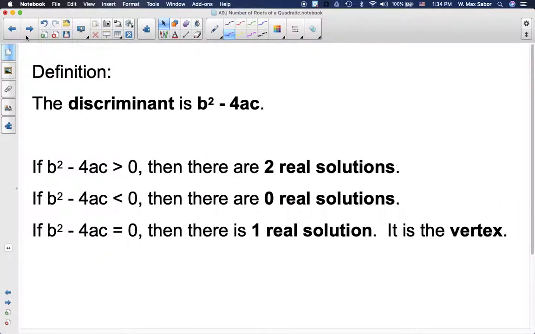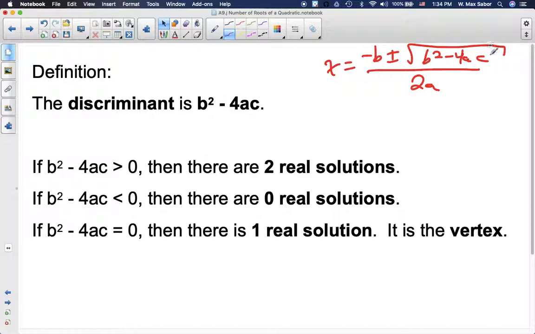So, what we can do to figure out quickly how many roots there are is to take the discriminant. You could find the roots, but this is part of the quadratic formula. If you remember, x equals negative b plus or minus the square root of b squared minus 4ac all over 2a. It's the b squared minus 4ac underneath the radical.